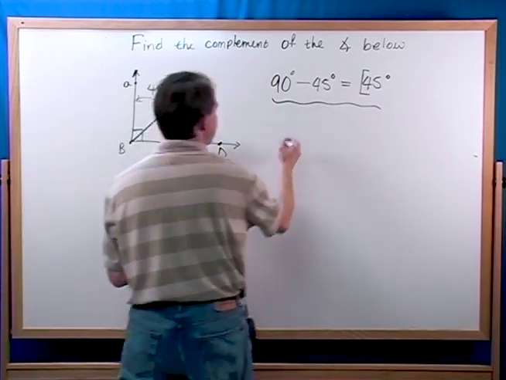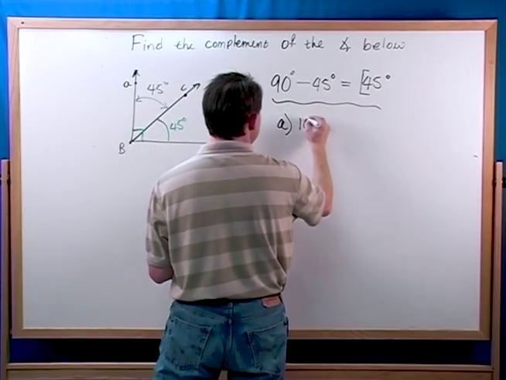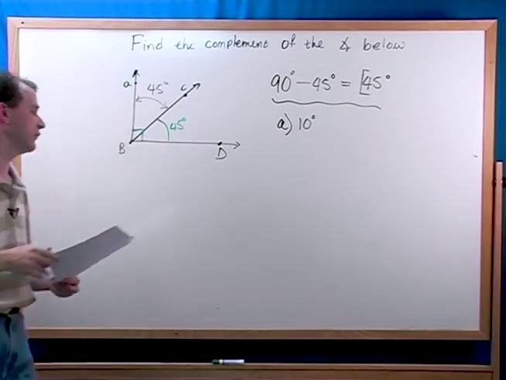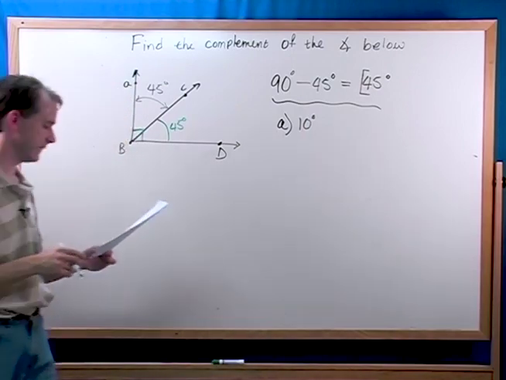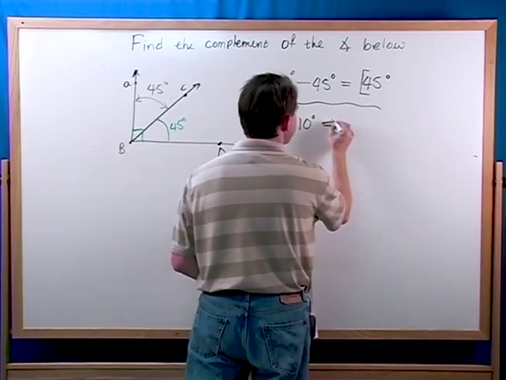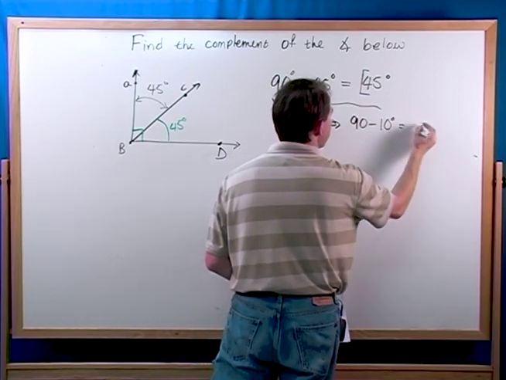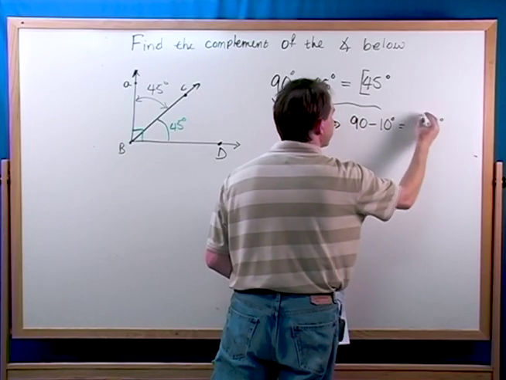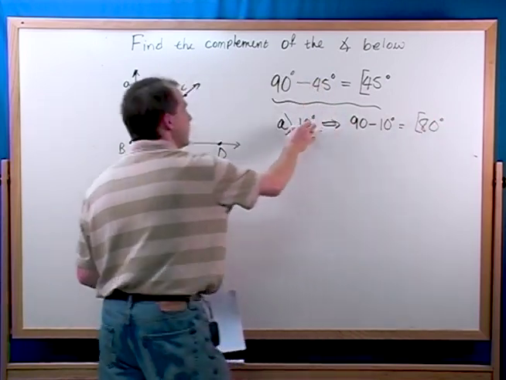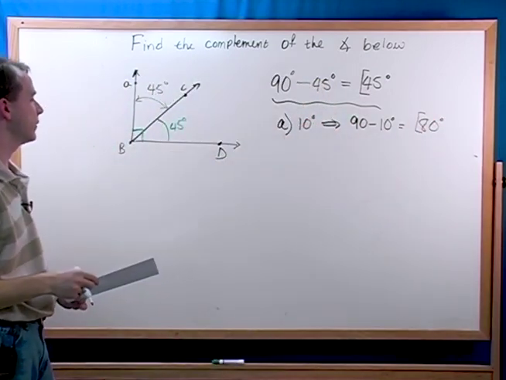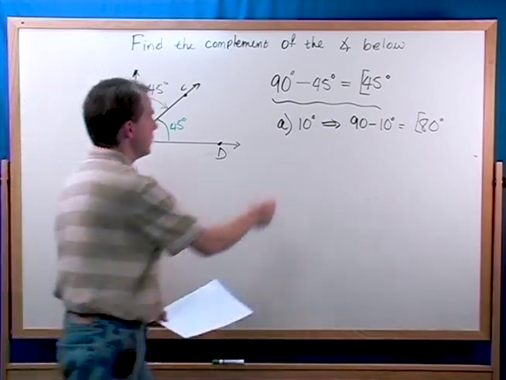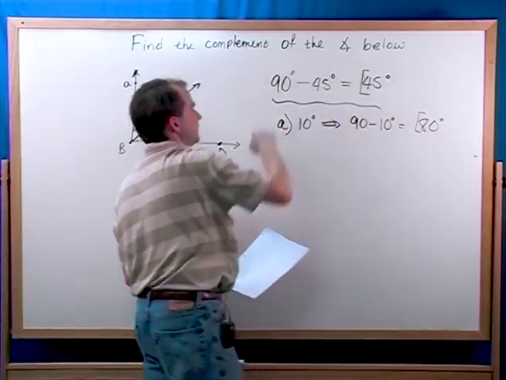What is the complement of 10 degrees? Somebody just tells you, what's the complement of the angle 10 degrees? The way you find that out is you say, okay, I'm just going to take 90 degrees, subtract the 10 degrees from it, and so the answer is 80 degrees. 80 degrees is the complement of 10 degrees, okay? Because 10 plus 80 gives me my 90.